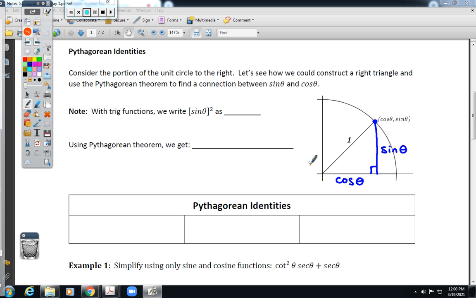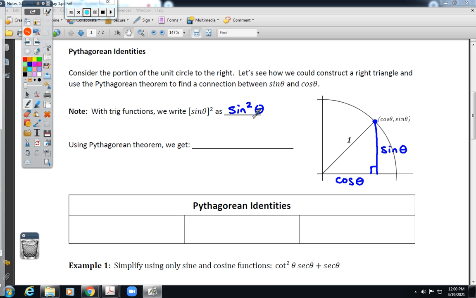But before we do that, we need to talk notationally. We don't write sine of theta squared. That's not proper notation. What happens is we write it as sine squared of theta. So anytime you see sine squared, cosine squared, tangent cubed, that means the entire expression is being squared or cubed. So these are mathematically exactly the same. Sine theta squared is sine squared. That's how we write that.